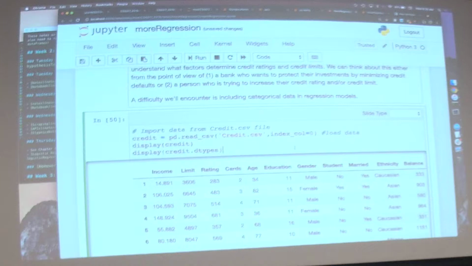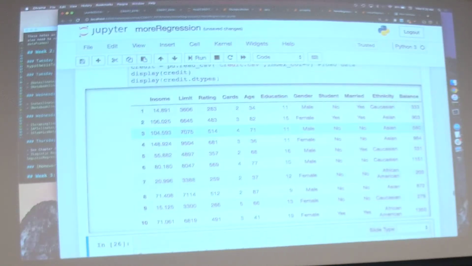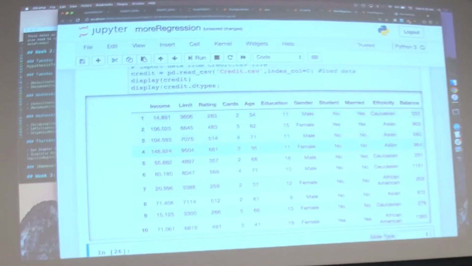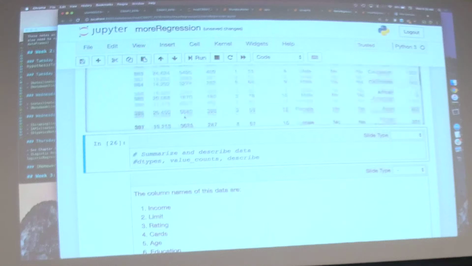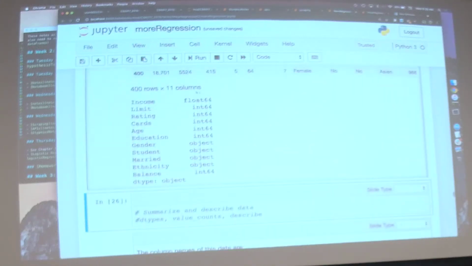Okay, so this is the data that we have. It's got income, credit limit, credit rating, number of credit cards, stuff like that. The data types that we have are a float for income, ints for all these things. So education being an int seems to suggest they have some sort of categorization for this, right?